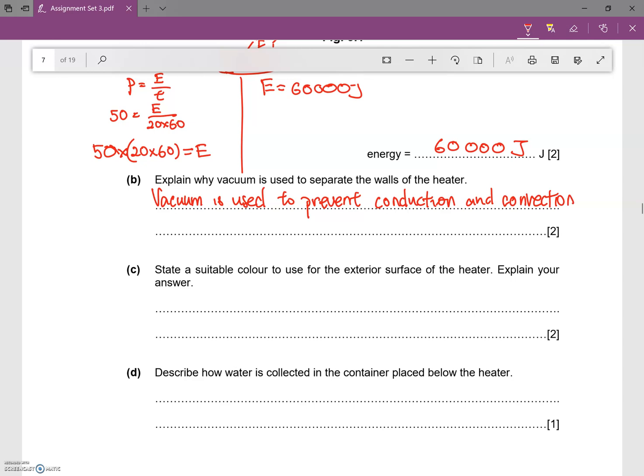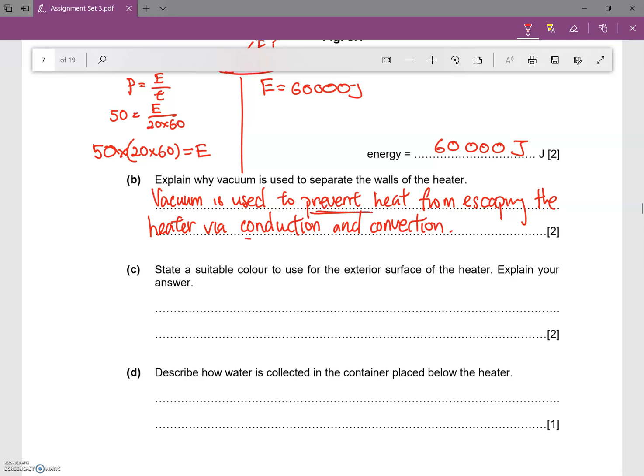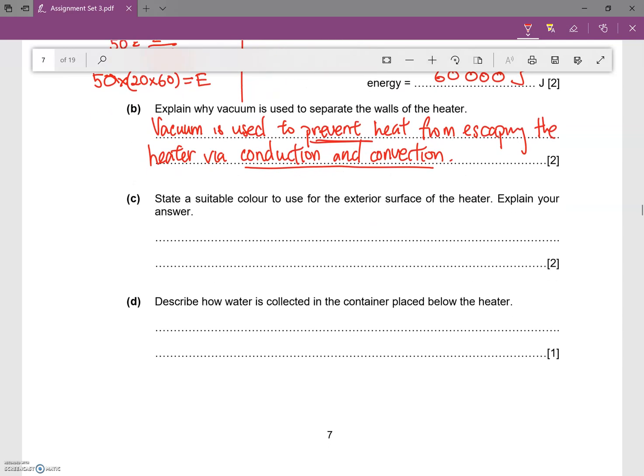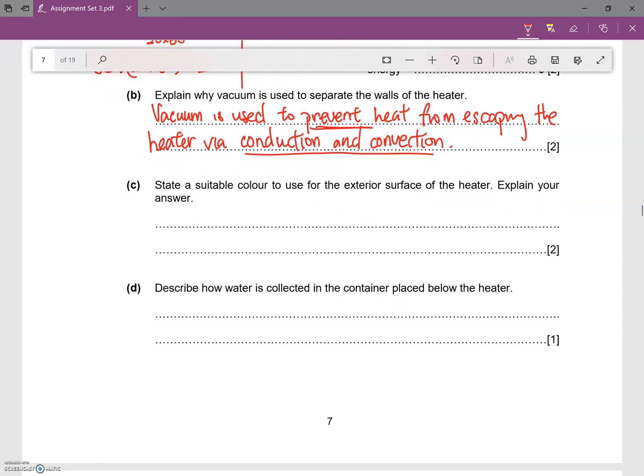To be exact, let me rephrase it a little bit. Let's remove this whole sentence here. Used to prevent heat from escaping the heater via conduction and convection. So this is the explanation why a vacuum is used. Do take note, the keyword here is prevent, and the two modes that it will prevent are conduction and convection.